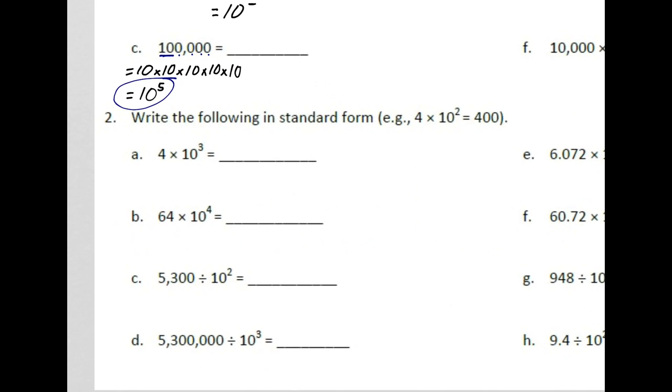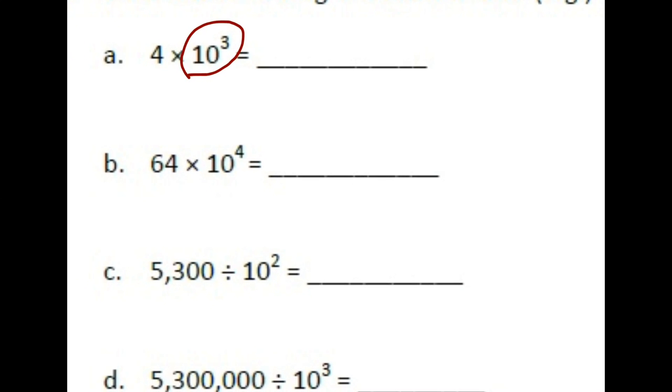Problem 2 says write the following in standard form. This is where people start to feel a little confused. This is going to be two steps until we get our brains around it a little firmer, maybe that's the way to say it. So 4 times 10 to the third power. The first thing you should do is think to yourself, what does 10 to the third power mean?